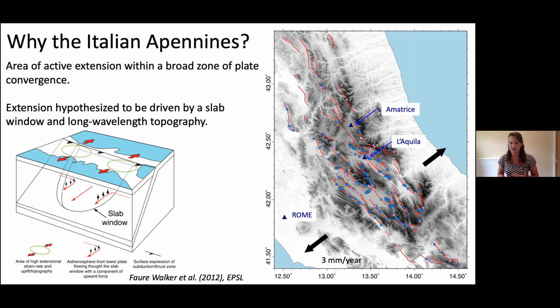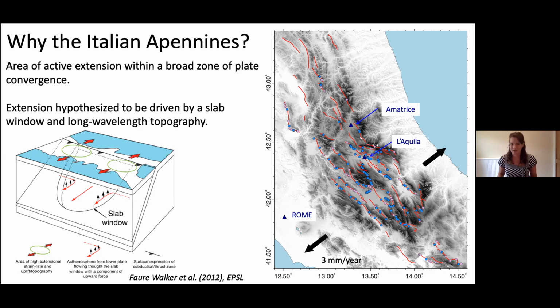Now, what we think is driving this extension is that there is a slab window underneath the Apennines. It's a remnant of subduction down the coastline, and through this window there's buoyant hot asthenosphere rising, and that's causing overall uplift over the region, and that's what's driving both the long wavelength topography high over the Apennines, and also the normal faulting.